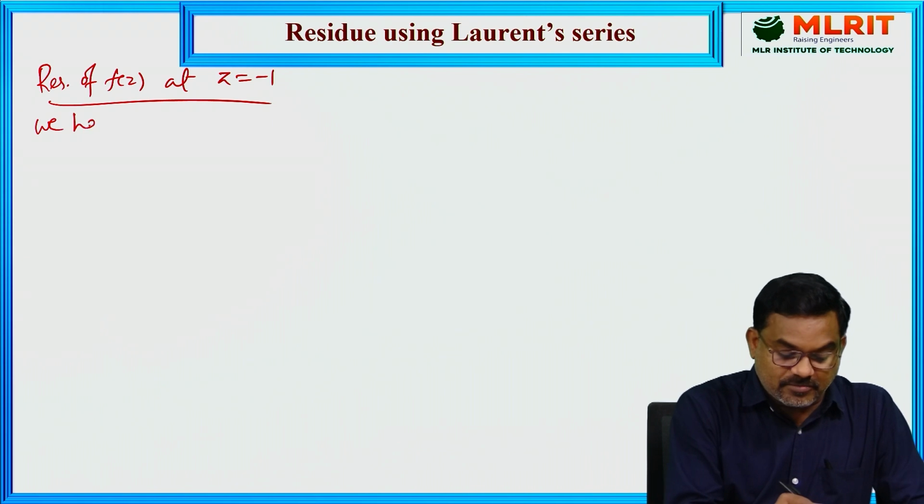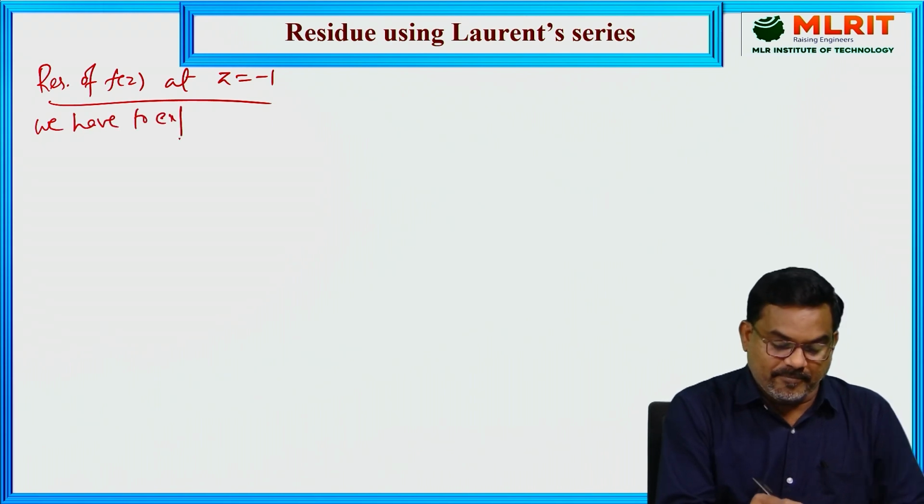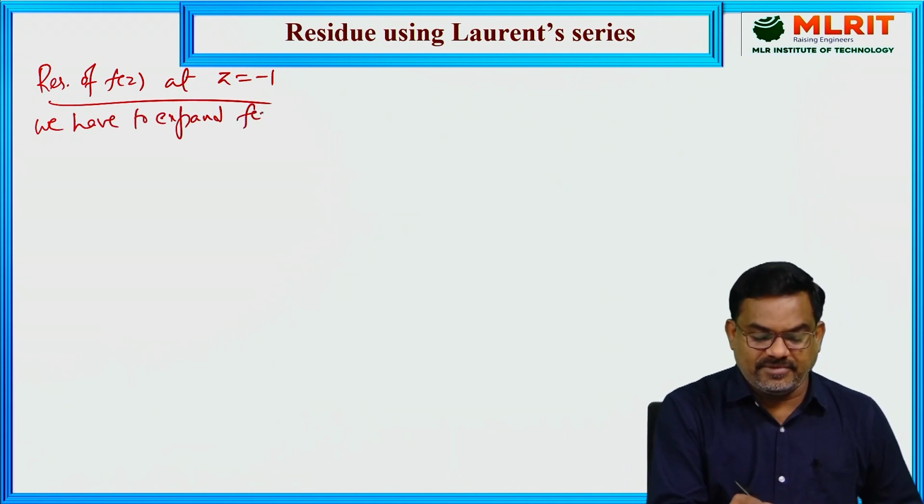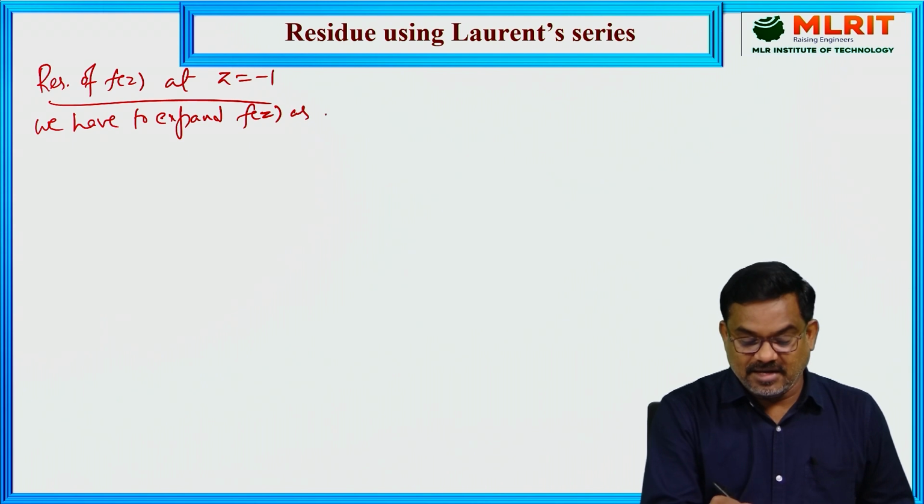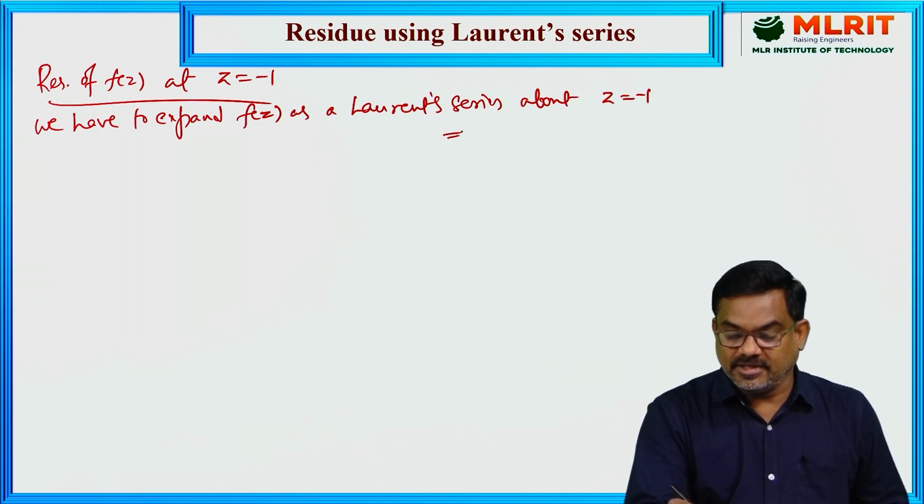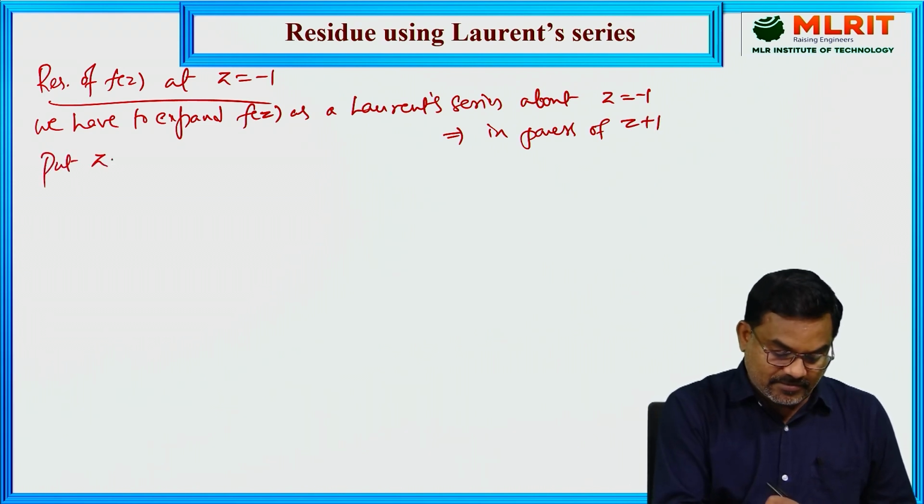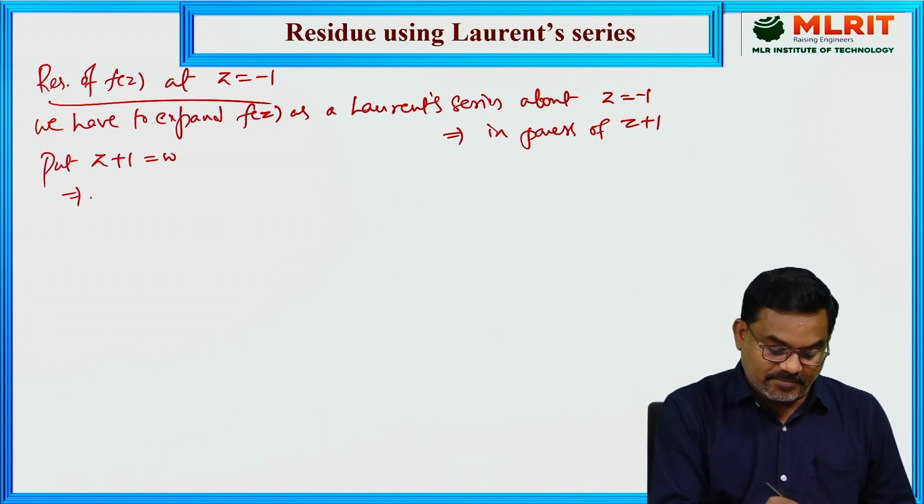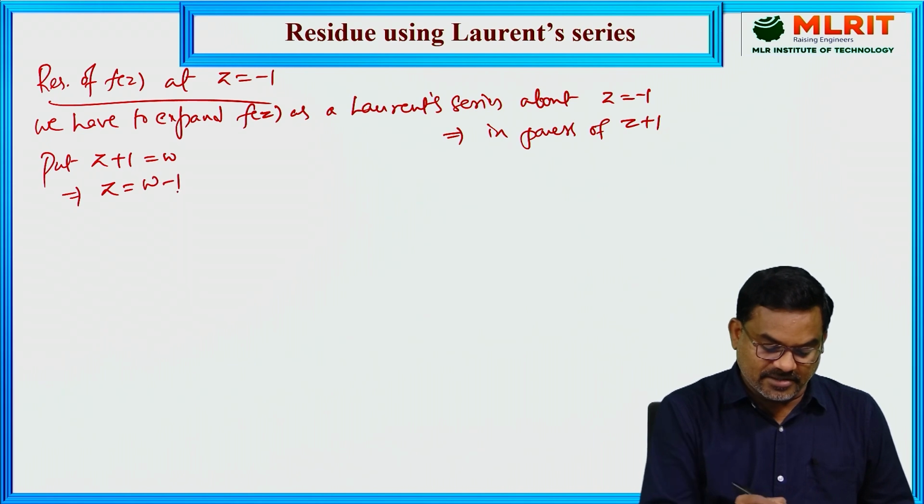So that means we have to expand f of z as a Laurent series about z equal to minus 1. That implies in powers of z plus 1. So put z plus 1 equal to w. That implies z is w minus 1.